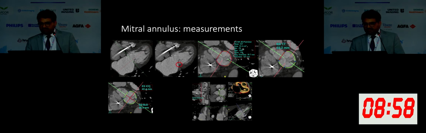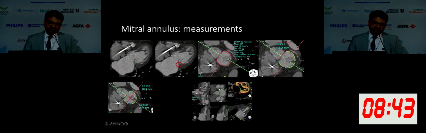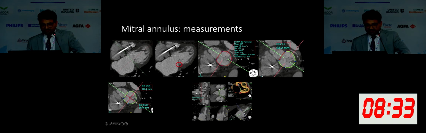And then there are different diameters. There is a trigone to trigone distance, the distance between the anterior and posterior fibrous trigones. And then there is a parallel line to this plane, which goes from the anterior valve commissure to posterior. That's the intercommissural distance. And if you measure the distance between the trigone to trigone line to the lateralmost edge of the annulus, it gives you the septal lateral distance.